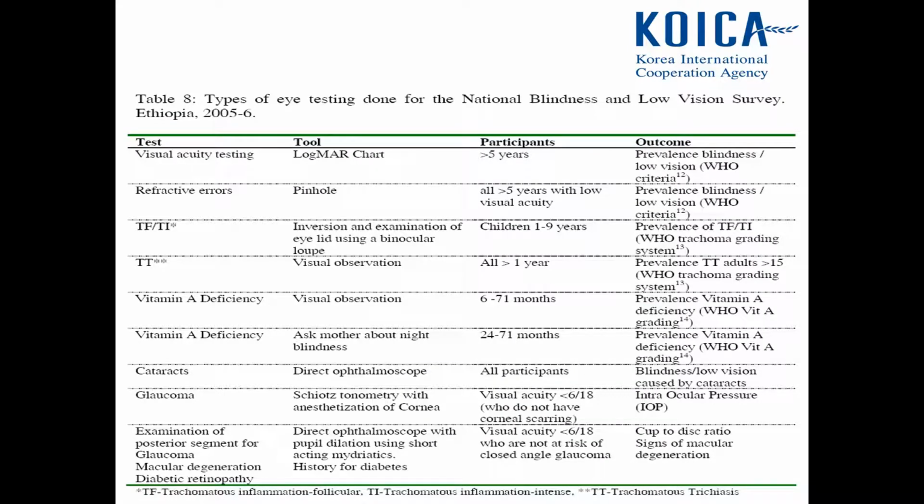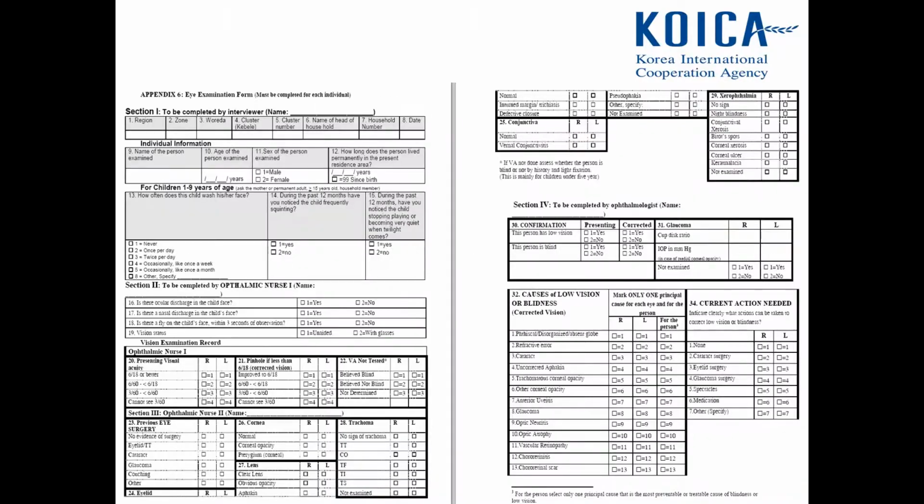This table shows how the eye tests are done in Ethiopia. Visual acuity was checked by a Wilgmar chart and the refraction was checked by pinhole rather than a precise exam. For evaluation of glaucoma, they checked the IOP by Schiotz tonometer. And to watch the fundus, they use a direct ophthalmoscope. This is a sample of the eye exam form in Ethiopia.